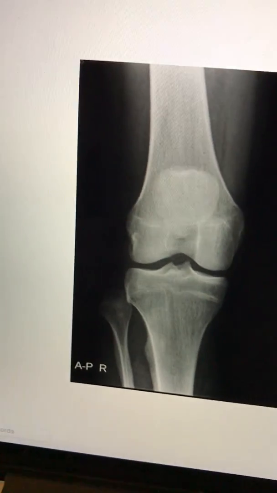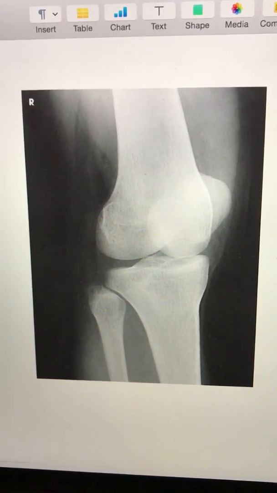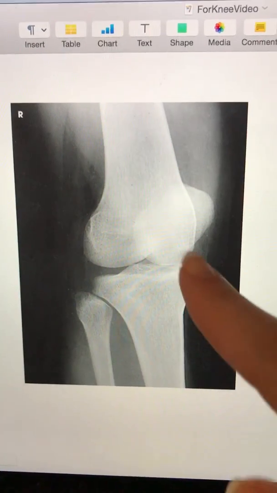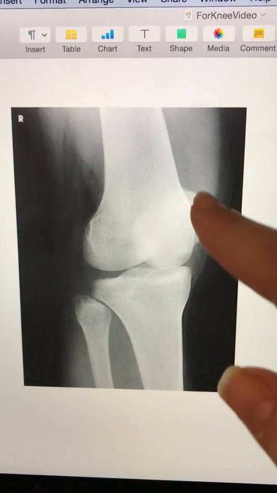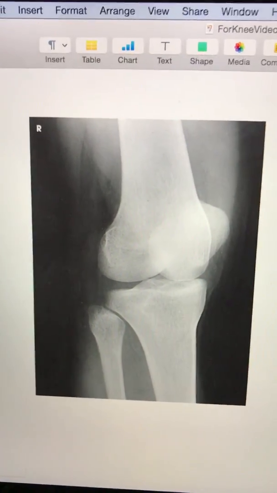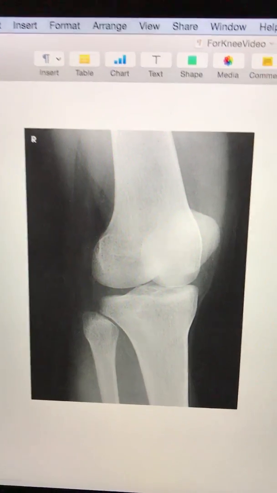Okay, so moving on, we've got AP oblique with medial rotation. You know it's medial because when you move the leg of the patient, their patella is going to move towards the medial side, which will be above the tibia. If it was laterally rotated, you would see the patella over on the fibular side.